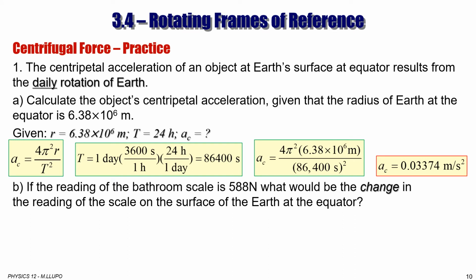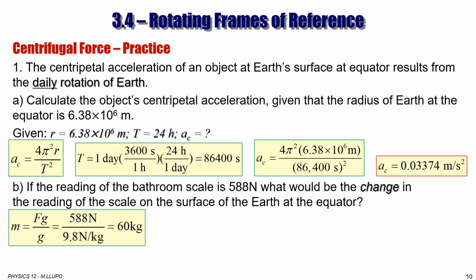Now, if the reading at the bathroom scale is 588 Newton, so your weight, what would be the change in the reading of the scale, same scale, on the surface of the Earth at the equator? So first you need the mass. It's weight divided by gravitational acceleration: 588 Newton divided by 9.8 Newton per kilogram will give you 60 kilogram.